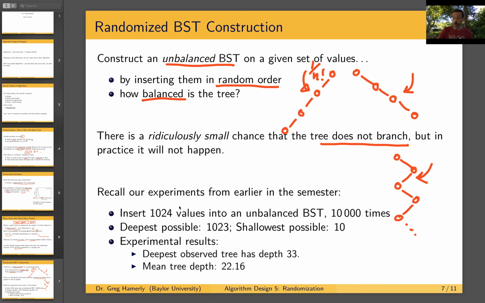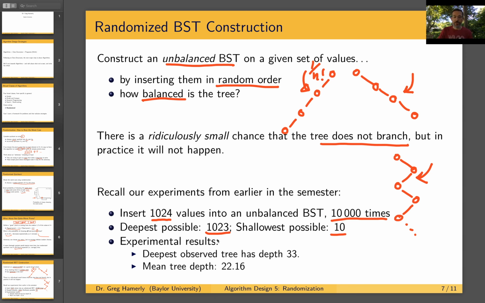Well, we did an experiment, and I did 10,000 trials. In each of those 10,000 trials, I inserted 1,024 values into this unbalanced tree, but in random order. So the deepest tree we could possibly get is one of these non-branching trees, which would have a depth of 1,023. And that's the worst case. And the best case scenario is that we get a perfectly balanced tree, which has a depth of 10 for this many, for 1,024 items.